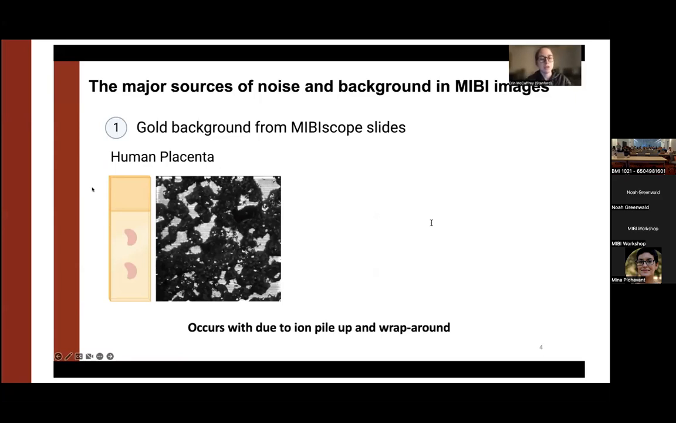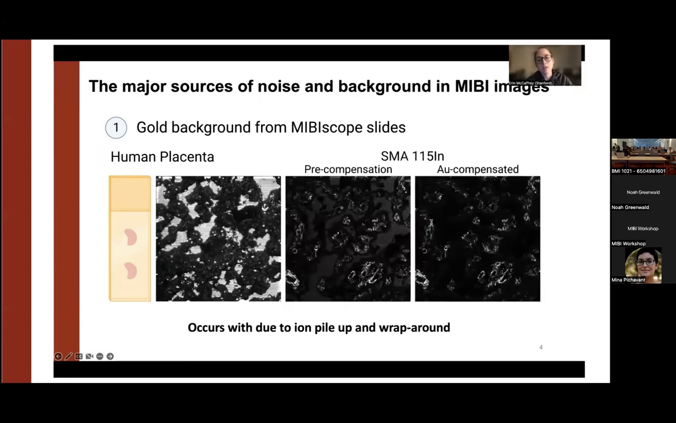However, when we image tissues, especially those that might contain holes or regions of bare slide, such as the example here of human placenta, we can see that in addition to collecting ion signal from the tissue, we're also collecting gold ion signal from these regions of bare slide. What this results in is the presence of background in our mass channels of interest.